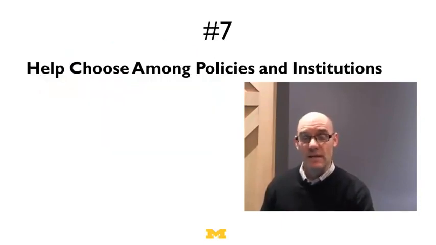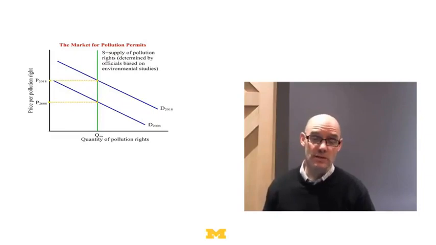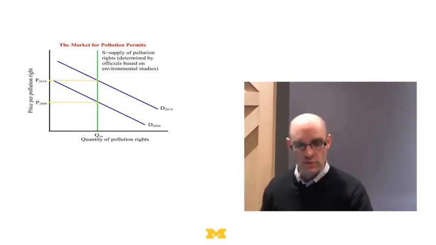Reason seven, to help choose among policies and institutions. Simple example: suppose we're thinking about a market for pollution permits or a cap and trade system. We can write down a simple model, and it can tell us which one's going to work better.